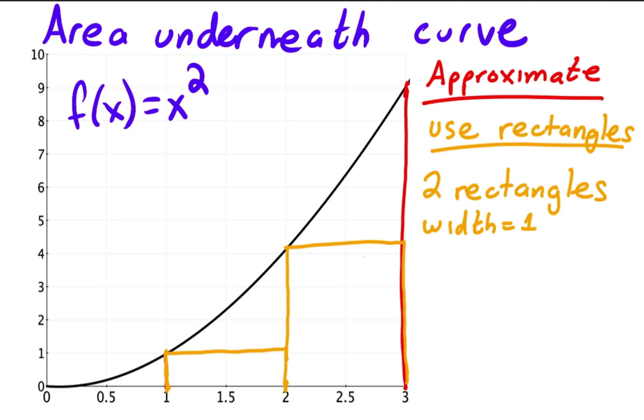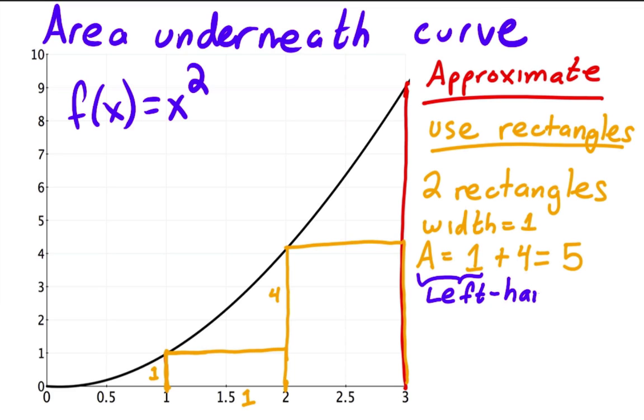So if I find the area of this rectangle, the area is going to equal the height here, which is 1, times the width, which is also 1. So this is going to equal 1, plus the height of this one, which is 4, times the width, 1, so it's equal to 4. So the area is 5. Notice that this is not actually very close, because we've got all this dead space over here. We're going to call this a left-hand approximation.